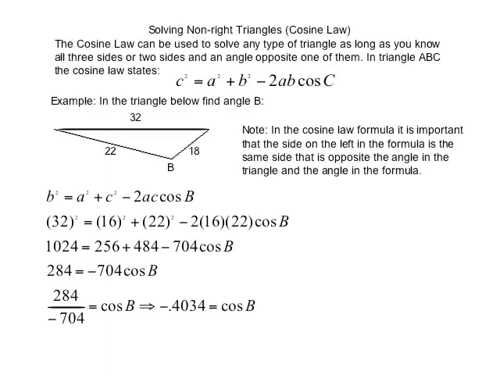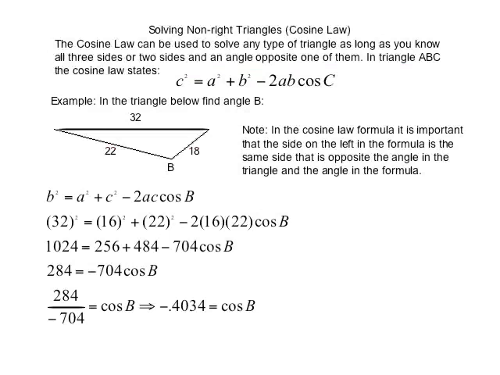Now subtracting the 256 and the 484 from both sides, we get 284 equals negative 704 cosine B. Then dividing both sides by the negative 704, we get that cosine B equals 284 divided by negative 704. This gives us, in decimal, that cosine B is equal to negative 0.4034.